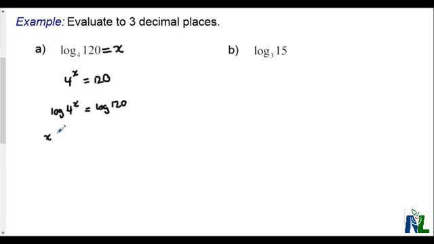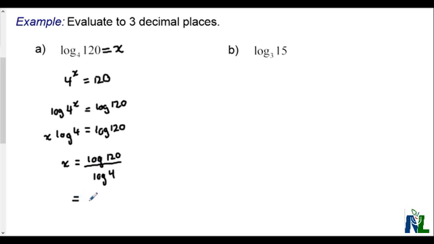What that allows me to do, using my laws of exponents, is bring the x that's on the 4 to the front of that left-hand side and set that equal again to log 120. So I can solve for x now and say that x would be equal to the log of 120 divided by the log of 4, which I'll need a calculator to evaluate.